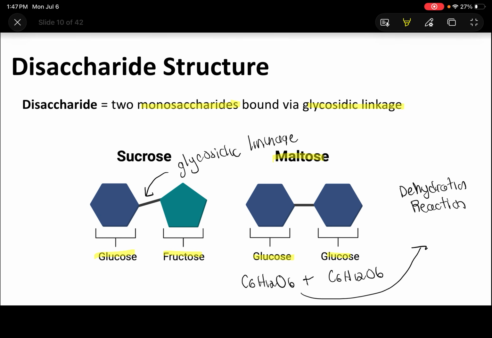Glucose and fructose together are called sucrose. If you read the back of a soda can or the back of a food, you might see these terms. If you see sucrose, that means it's a glucose and fructose molecule. If you see maltose, that means 2 glucose together.